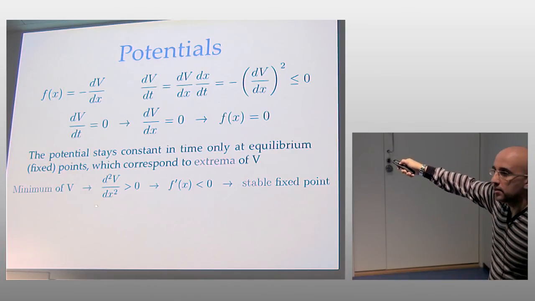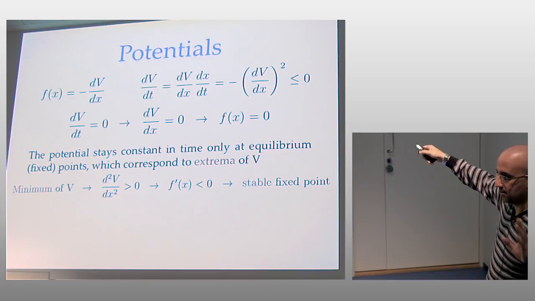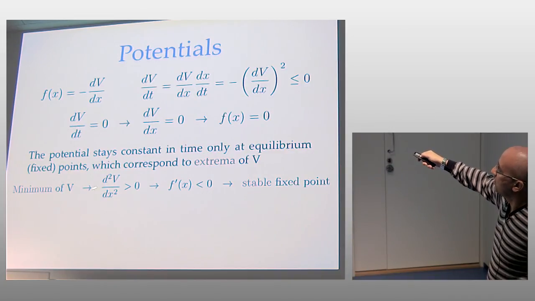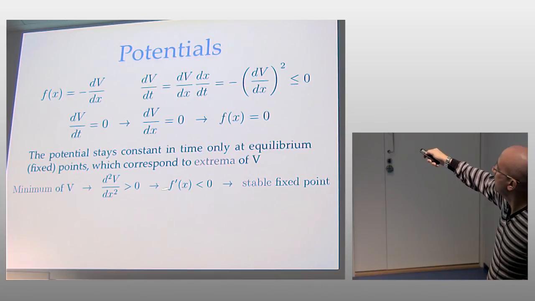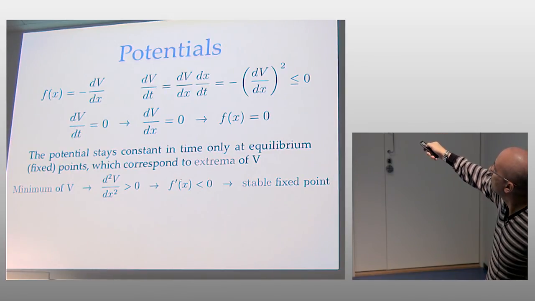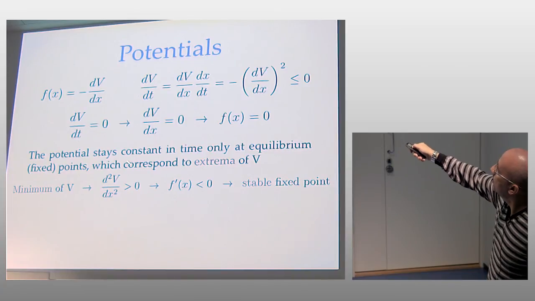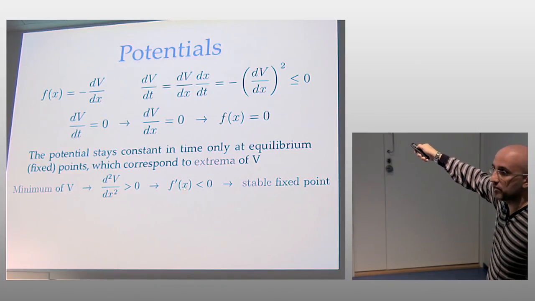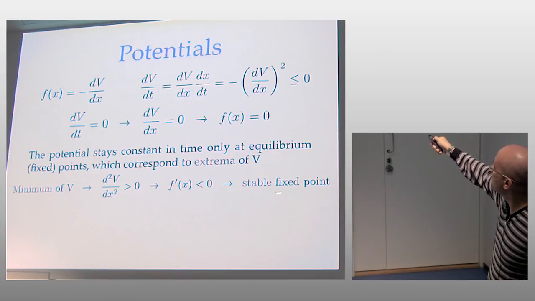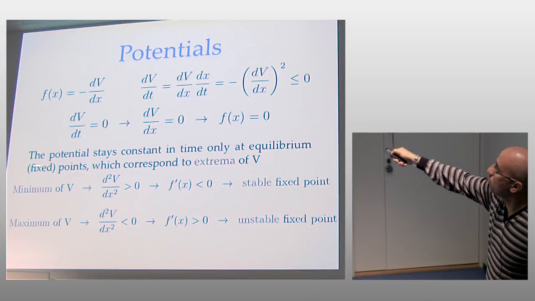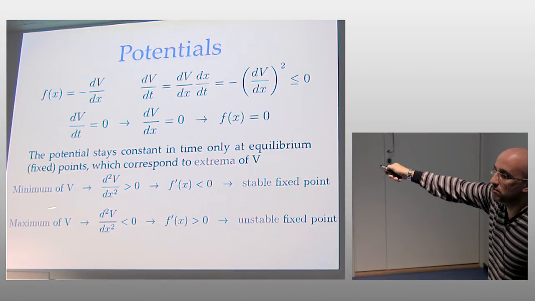If it's a minimum of v, it means that the second derivative is positive. This is calculus, so I don't need to teach you that. The minimum is the point at which the first derivative is 0 and the second is positive. But the second derivative of v is the first derivative of f, sorry, with a minus sign, as I showed you before. Since there is a minus sign, this being positive means that the derivative of f is negative. And we've seen before from the linear stability analysis that if I am at a fixed point where the derivative of f is negative, this is a stable fixed point. Otherwise, it's unstable. So stable fixed points correspond to minima of v. Unstable fixed points correspond to maxima of v.